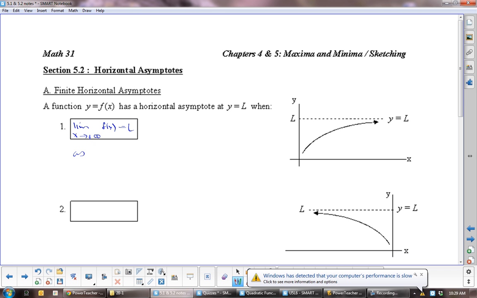So as x approaches infinity, f of x gets closer to a finite value L. So this is saying as x goes to infinity, this is approaching whatever that may be, 5, 2, right, 9 over 2, whatever.